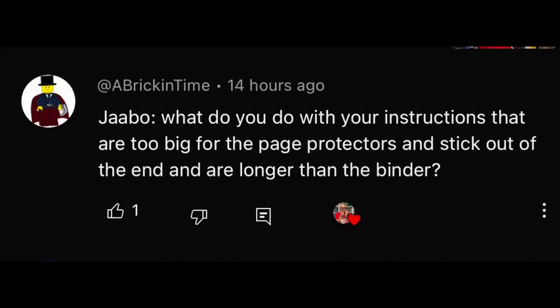A Brick in Time says, "What do you do with your instructions that are too big for the page protectors and stick out of the end and are longer than the binder?" They stick out of the end and they are longer than the binder. That's what I do with them. And sadly, that's not the best way to do it because you crinkle up the ends, which I've done. And the same thing with the comic book boxes. There's some that are a little bit too tall for some of the magazine.